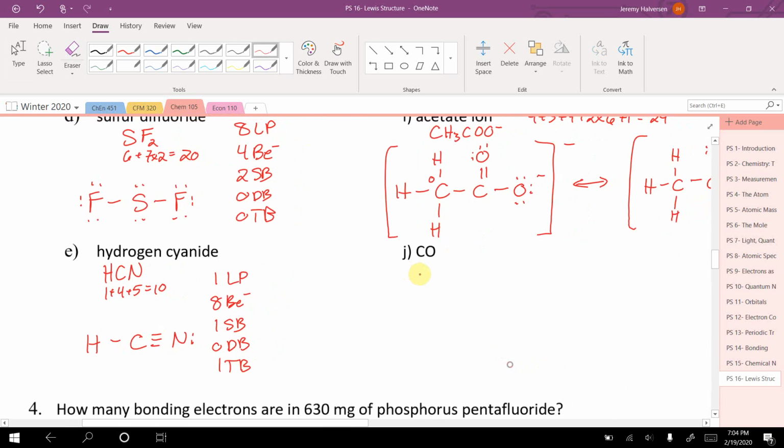Carbon monoxide, 4 plus 6 gives me 10. CO, it's my skeleton structure, 2, 4, 6, 8, 10. Formal charges give me 1, 2, 3. It wants to own 4, so that's going to give me a plus. 7 wants to own 6, that's a minus, so I'm going to get rid of those by making a bond. Now my formal charges are 0, but my molecule is not done.